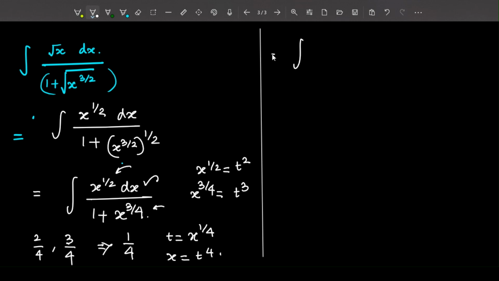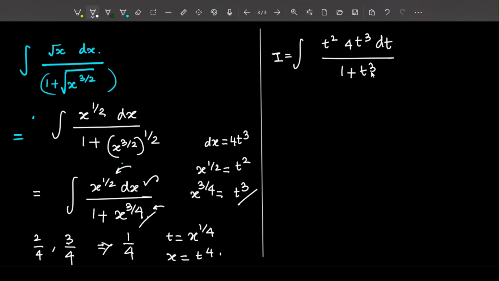So the whole integration now becomes I is equal to x power half is t square dx. Now dx is equal to 4t cube dt. So t square into dx now becomes 4t cube dt, the whole divided by 1 plus x power 3 by 4, and 1 plus x power 3 by 4 is 1 plus t cube. Now you can find there are t cube terms and there is one t square dt term.